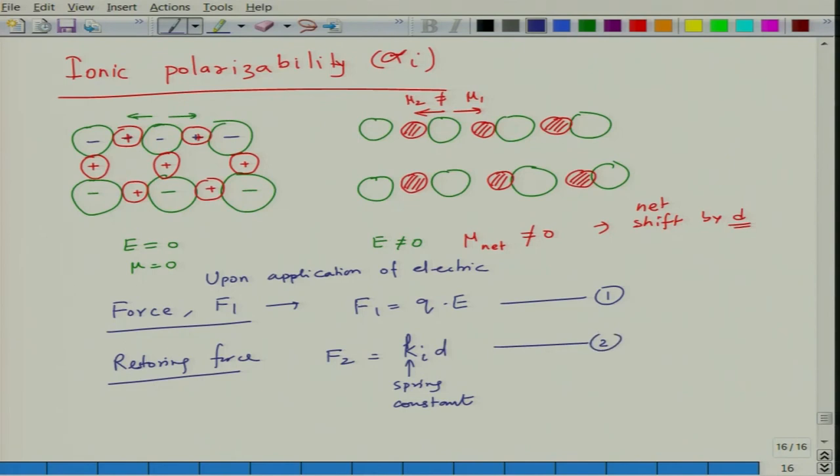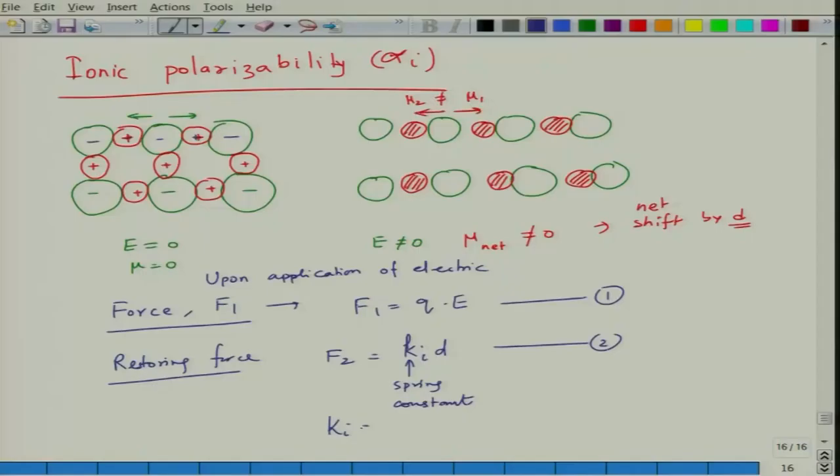So this is basically assuming that ions are connected to each other just like springs, just like a harmonic oscillator kind of model. And this spring constant, this small Ki, can be represented in terms of elastic modulus. So this is given by Y, the elastic modulus, into D naught. This Y is the elastic modulus and D naught is the equilibrium separation.